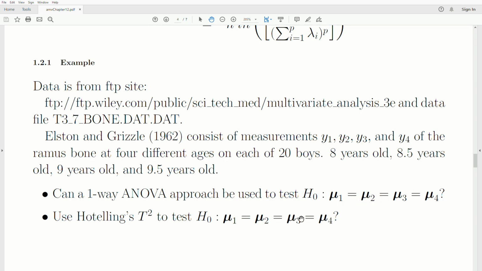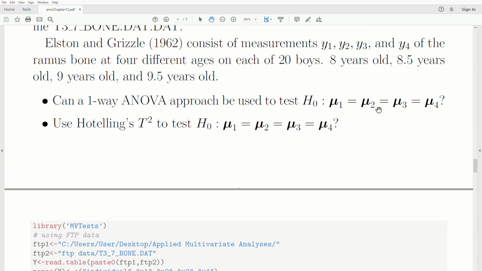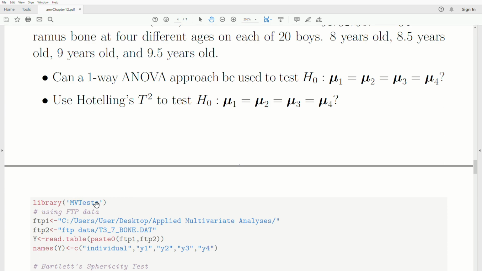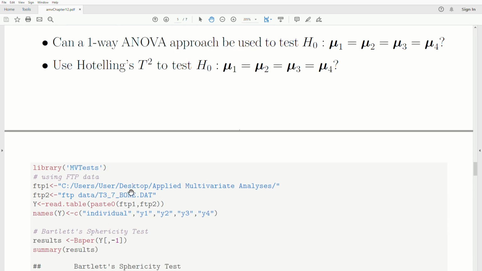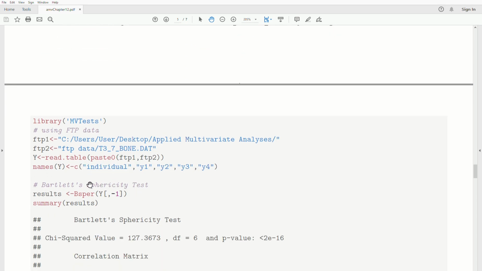But if it's not, then we're going to have to use another approach to test, are the means at each of these time points the same or not. And we'll use Hotelling's T-squared for that, specifically what's called a one sample profile analysis. But first, let's do the ANOVA, or the test for sphericity. So it's in this library called multivariate tests, MVTests, and we load the data and we name the columns, and let's do the test.